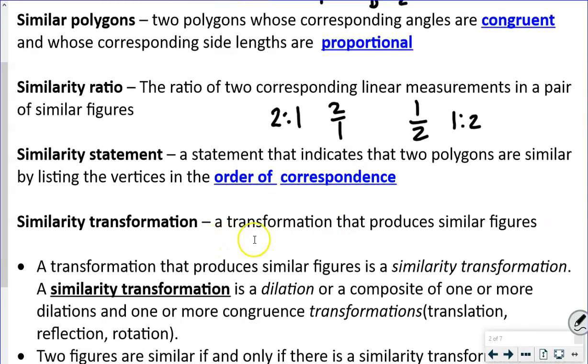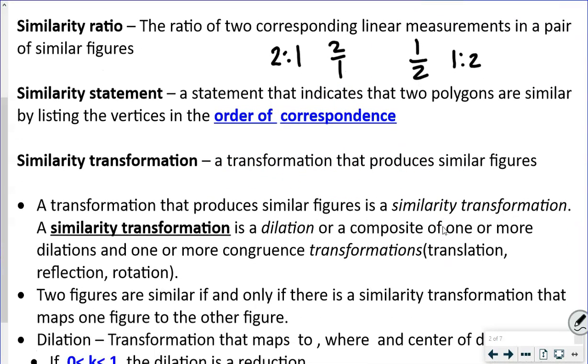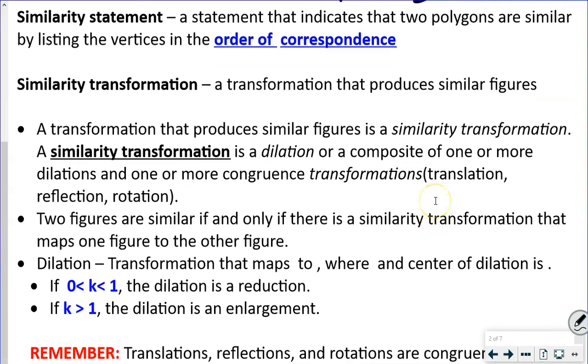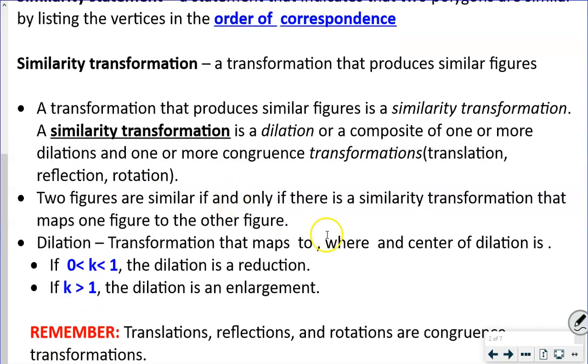A similarity transformation is a transformation that produces similar figures. So a similarity transformation is a dilation or a composite of one or more dilations and one or more congruence transformations. That basically means translation, reflection, rotation. So two figures are similar if and only if there is a similarity transformation that maps one figure to the other figure. So that again would be a rotation, a reflection, a translation, and then also a dilation.